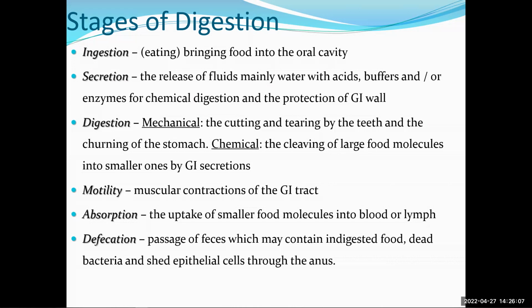So if you cleave the bonds between the amino acids, you can break down the protein in that way. That is chemical digestion. Mechanically, using your teeth, you bite and tear, you get a piece of KFC and rip it apart. Contractions of the GI tract move the food along. And as we mentioned, absorption is the uptake into the blood or the lymphatic, in the case of fats. And then defecation, in which you pass the undigested food, bacteria, and other things through the anus.